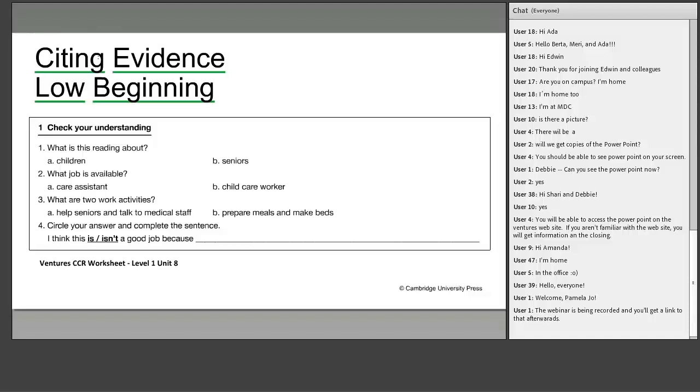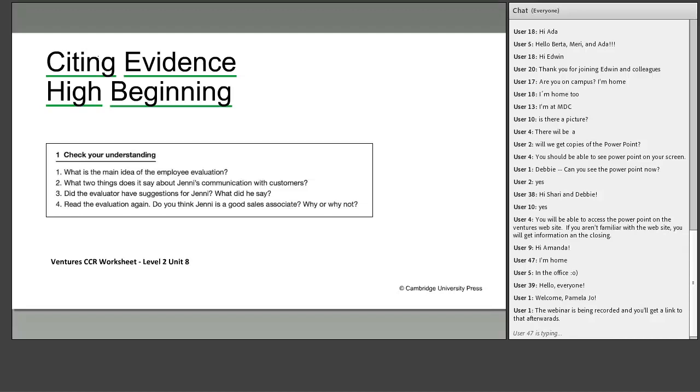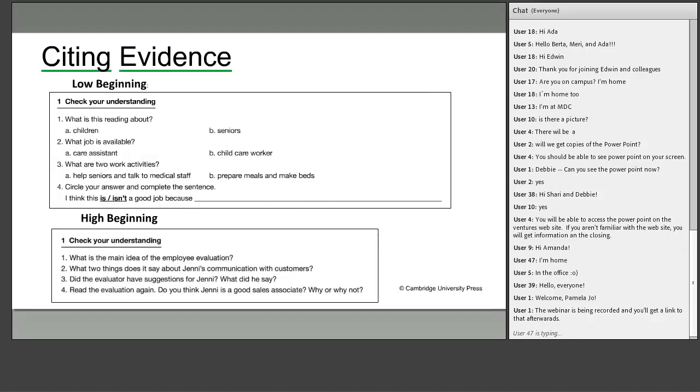So take a moment and read the 4 questions used to cite evidence on the Low Beginning CCR worksheet. The information text they read is a help wanted ad. I just want you to scan the questions. You're going to see them again in a minute. Now we're going to look at 4 questions from the High Beginning CCR worksheet. This information text the students read was an employee evaluation. Remember, you're going to have access to these worksheets and you'll be able to read them more closely.